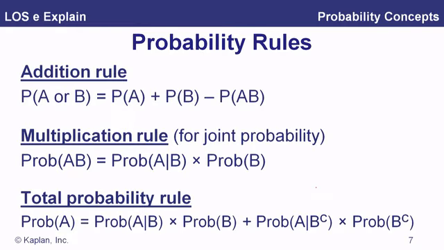So if we multiply that times the probability of B, that's going to give us the probability that both will happen. We'll have an example of that shortly.